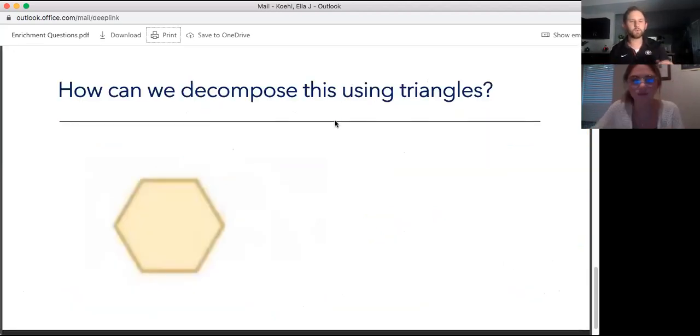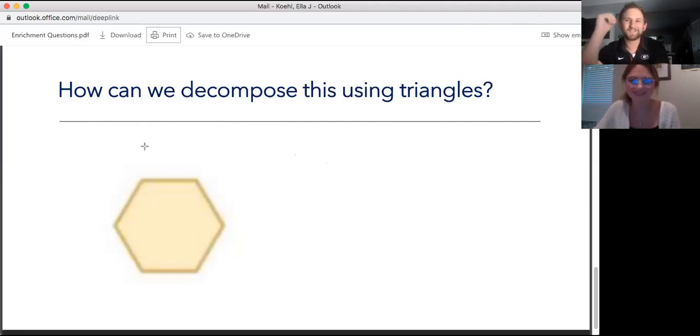All right, y'all. So this next one says, how can we decompose this using triangles? So if you look at this hexagon, you can see that there are a bunch of different vertices or points. So what I want you to do is click pause in this video here in a second. I want you to think about how many triangles can be built into this hexagon if we wanted to fully decompose it. You could also decompose this using trapezoids as well. Go ahead and click pause in 3, 2, and 1.